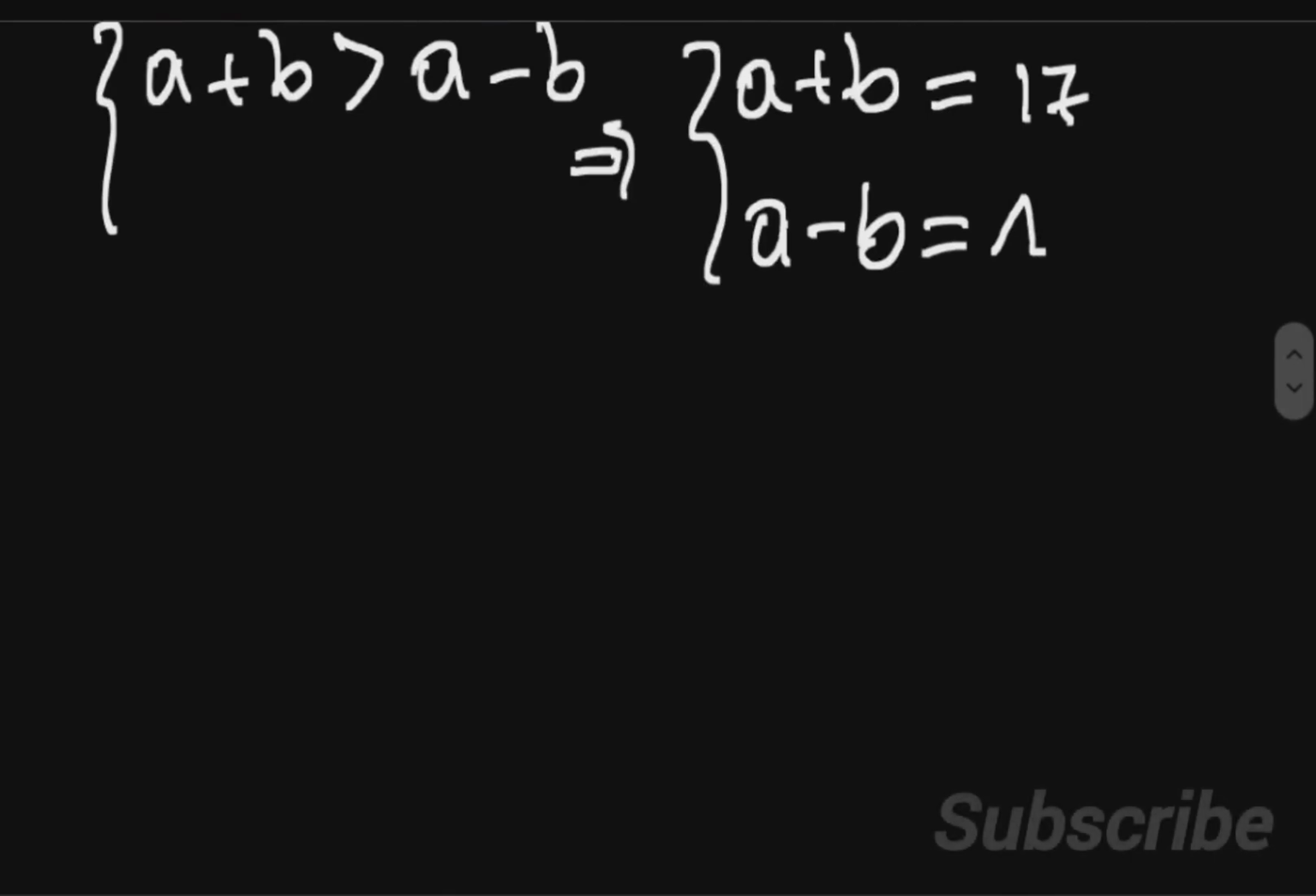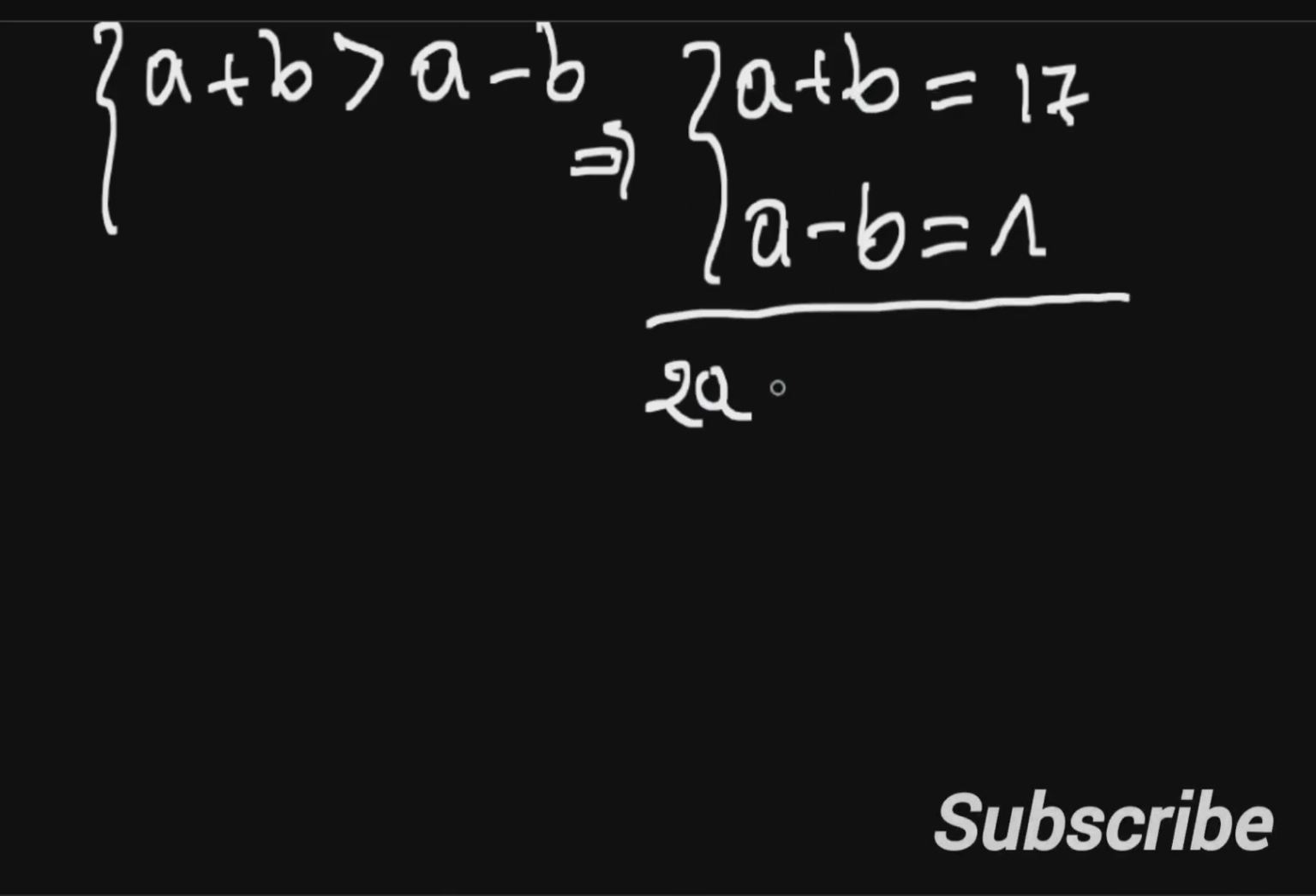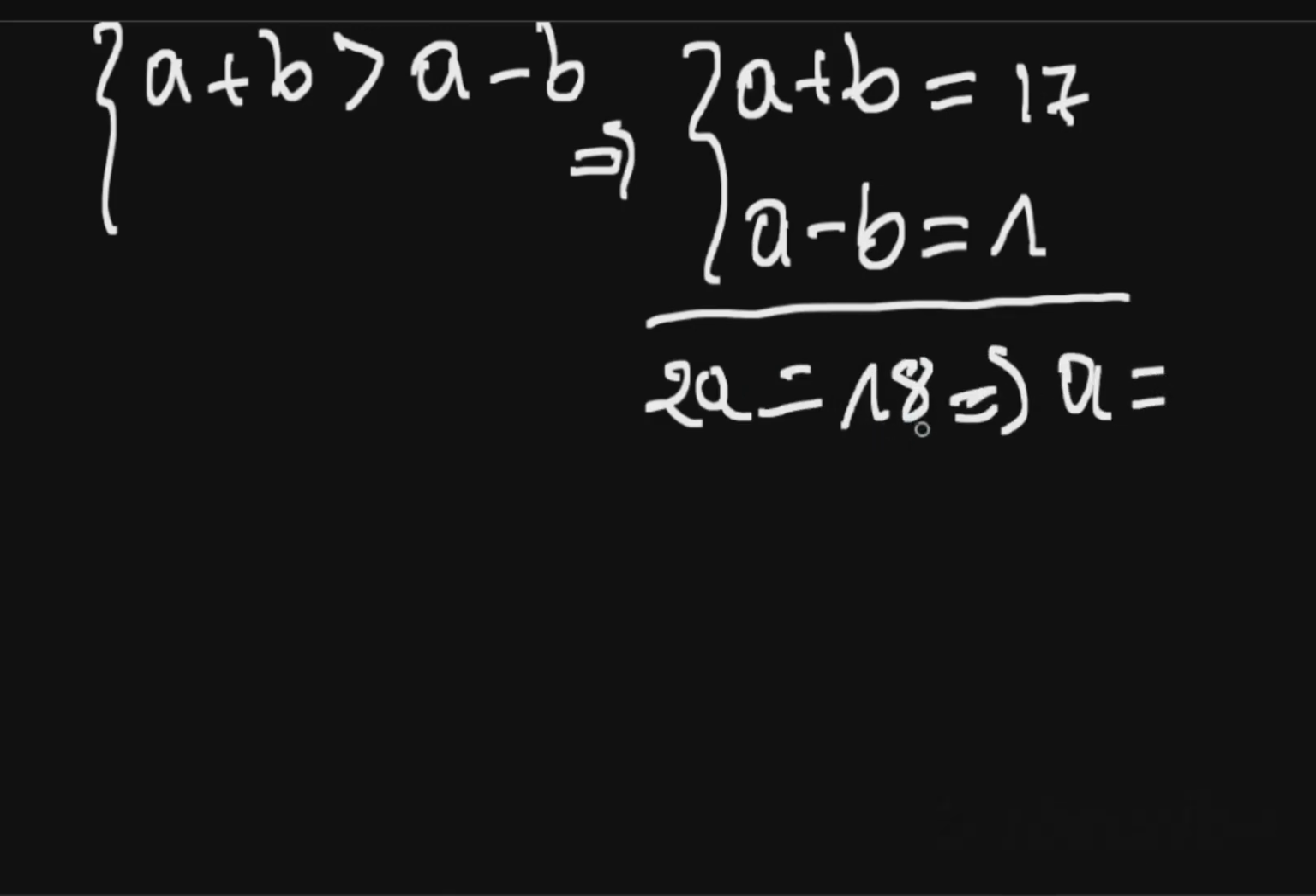Okay, at this level, we're going to look for the value of a and b. So for that, I'm going to sum this, that is a plus a. I have 2a here. b minus b, that's 0, will be equal to 17 plus 1, that's 18. This means that a will be equal to 18 divided by 2, that's 9.